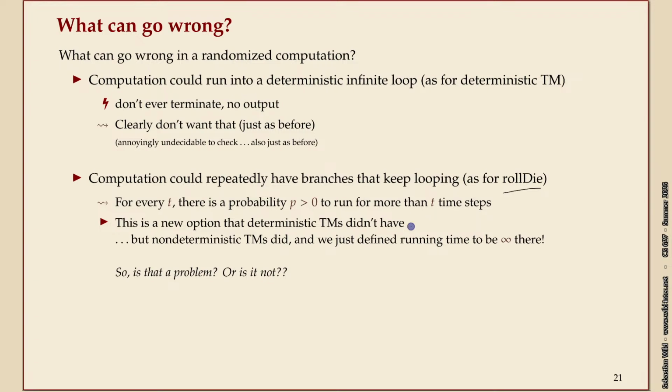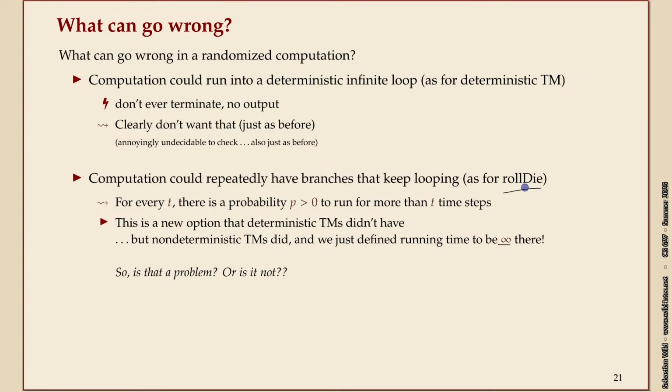It's a new thing that didn't happen for deterministic Turing machines before. It did happen, though, for non-deterministic Turing machines. And the formal definition there just said, okay, the running time then is infinite. If there's an option non-deterministically to keep going forever, then that should be infinite time. So we'll probably have to keep that. But now, for our algorithm roll die, is that a problem or isn't it?